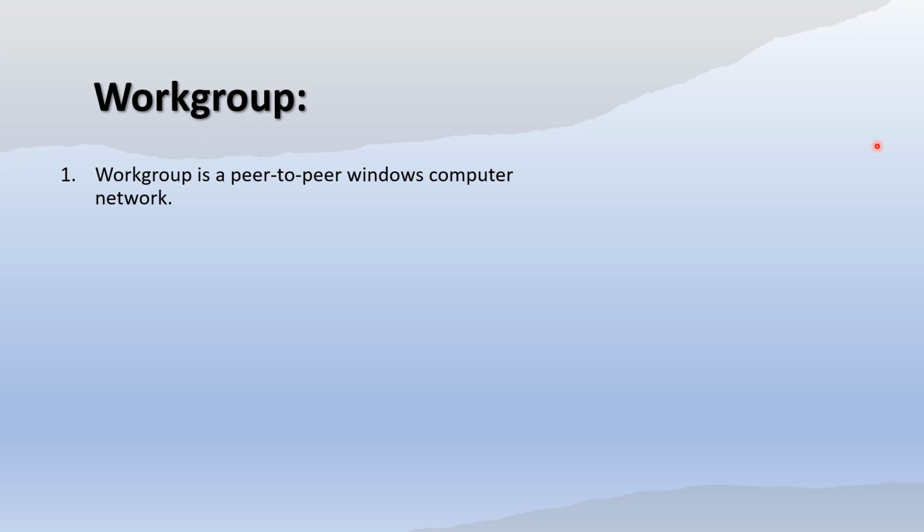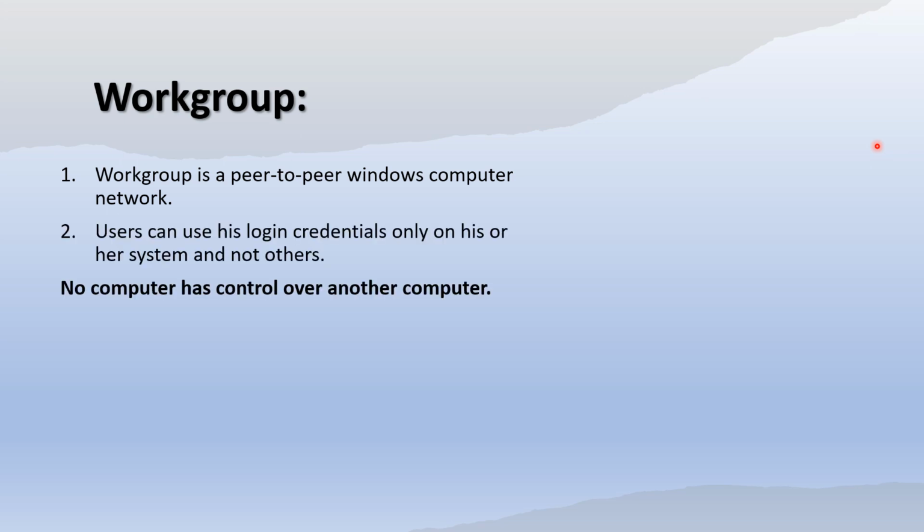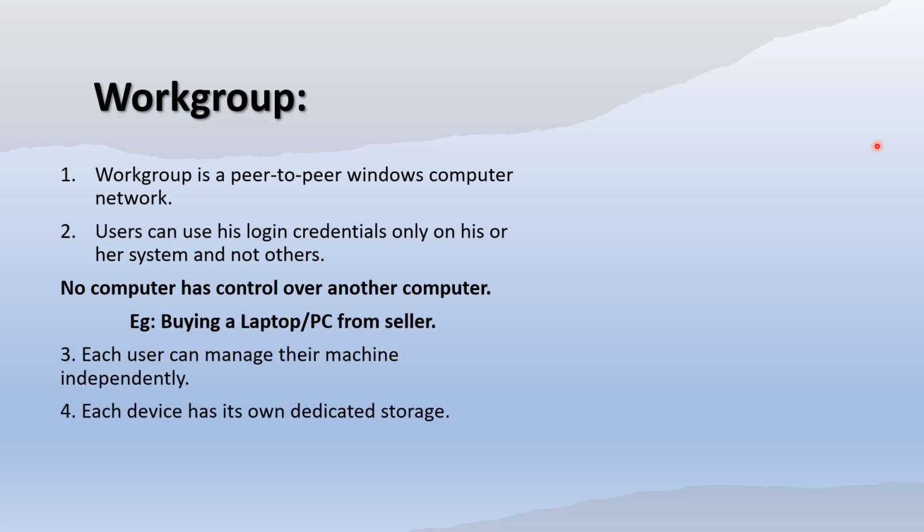First, we'll see what a workgroup is. A workgroup is a peer-to-peer Windows computer network, and you can use your login credentials to log in to your system. Only you have access to use your system, so no computer has control over another computer. Like buying a laptop from the seller, you already create the username and password. So if somebody tries to log in with their user credentials on your PC, it won't allow them. Even switch user will not help to log in to your PC.